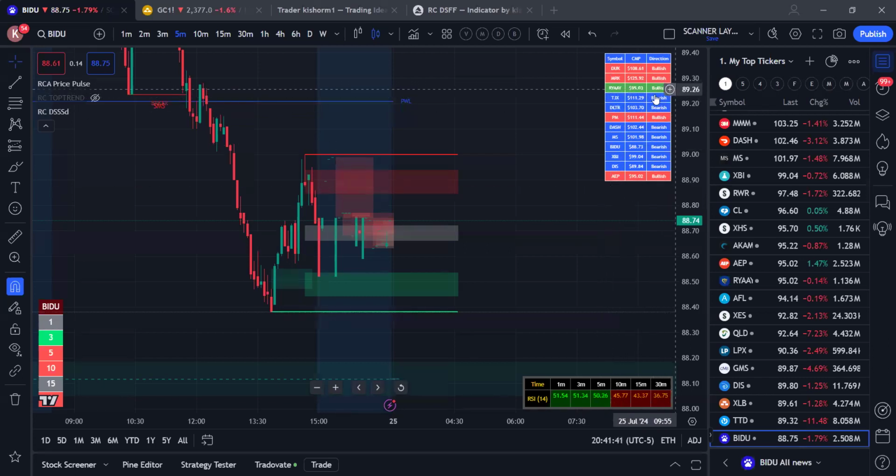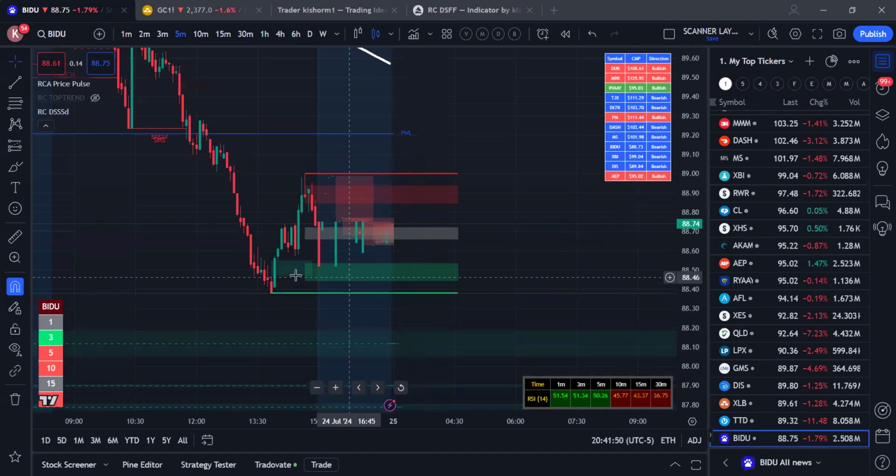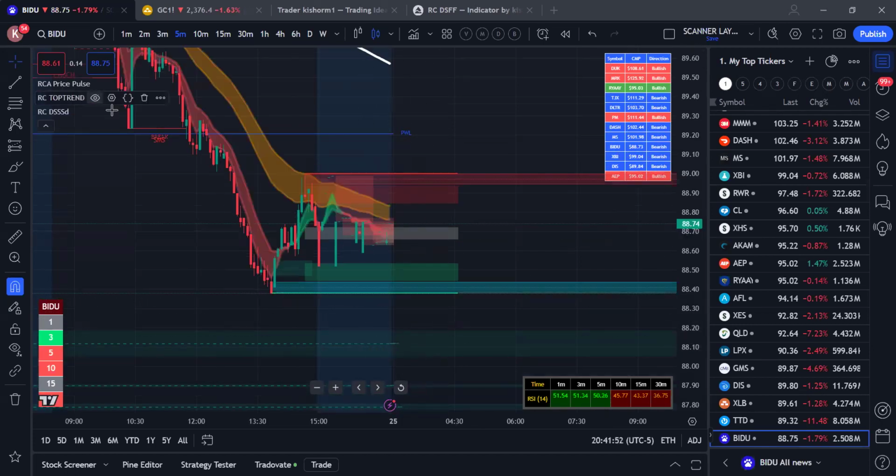Then if you don't have anything green or anything orange, then you have to look for the blue ones to see if there is any buy order block or any proper support. Right? It may come all the way down to 88.20 or something, then it may start bouncing up. But as of now, it is not yet ready to go long.